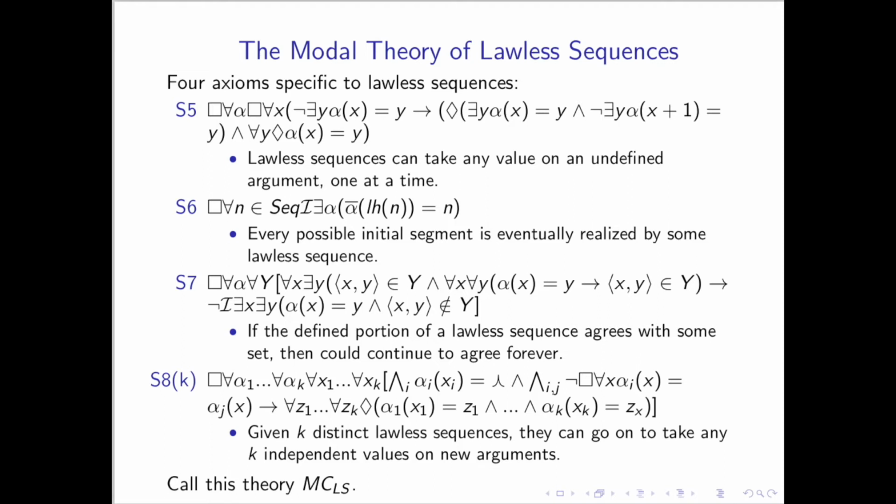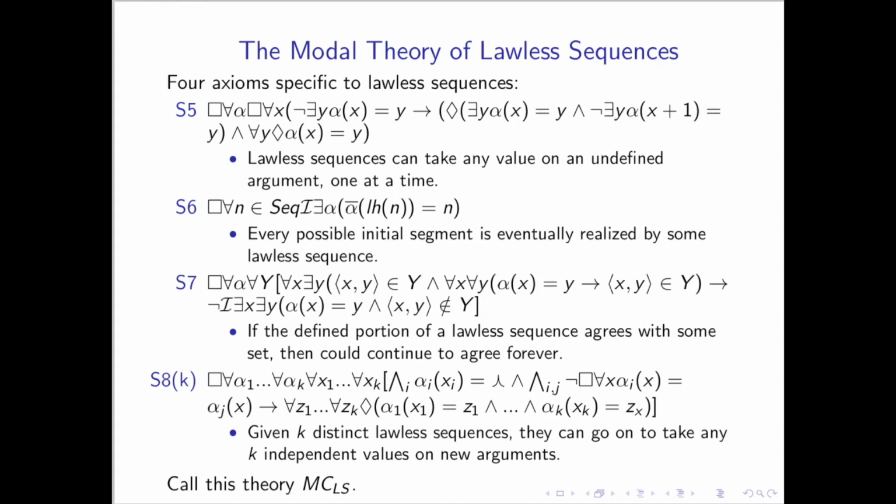So S5 just says that lawless sequences can take any value on an argument on which they're not yet defined. And moreover, they can grow one argument one value at a time. So if I've defined alpha up to 5, then I can choose 6 next without choosing 7 or 8 or 9. And for 6, I can choose any value I like.